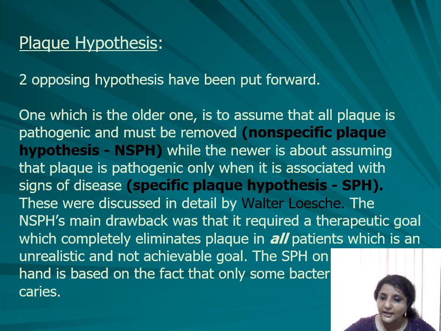Now coming to plaque hypothesis. There are two hypotheses, and they are opposing. One is the non-specific plaque hypothesis and the other is the specific plaque hypothesis. So what does the non-specific plaque hypothesis state? It says that all plaque is pathogenic, all plaque. Whereas the specific plaque hypothesis states that plaque is considered to be pathogenic only when it is associated with signs of disease.